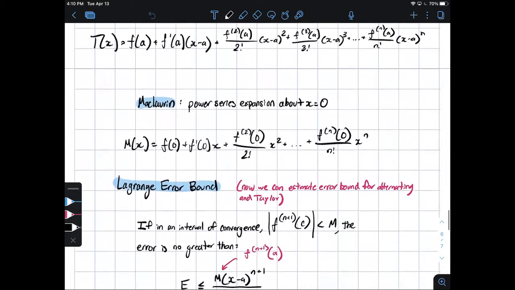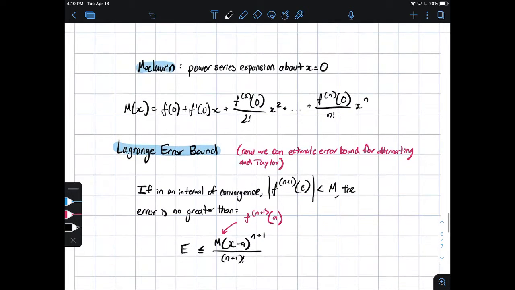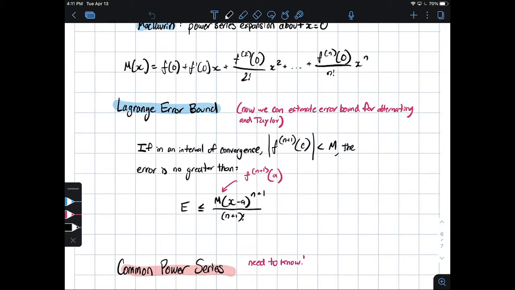Now we also have the Lagrange error bound. Previously we briefly talked about the error for an alternating series. So essentially, if a series is not alternating, how would you find the error bound? That would be the Lagrange error bound, and we give it here. Essentially, it's like the n plus 1 term of a Taylor series, and that's that.